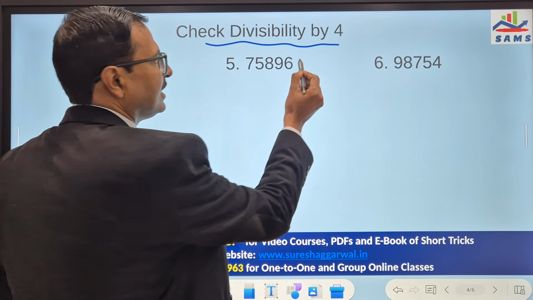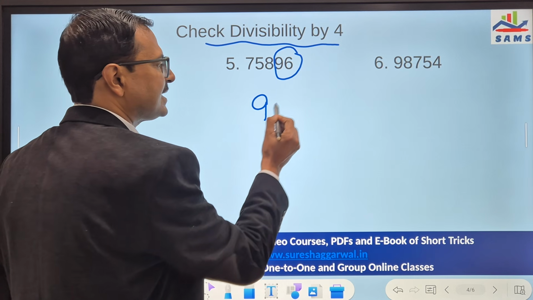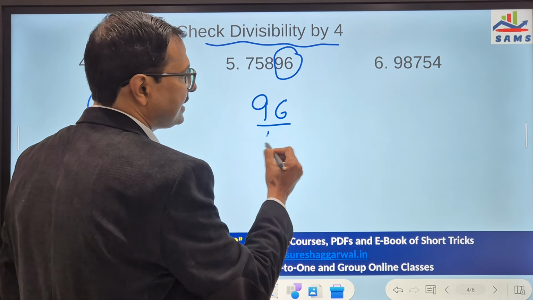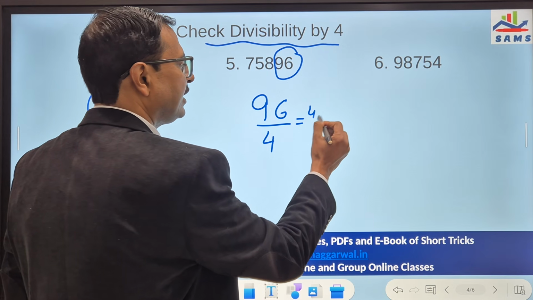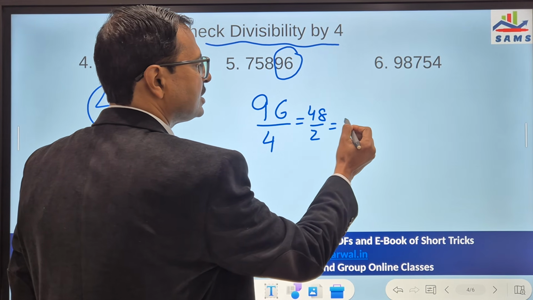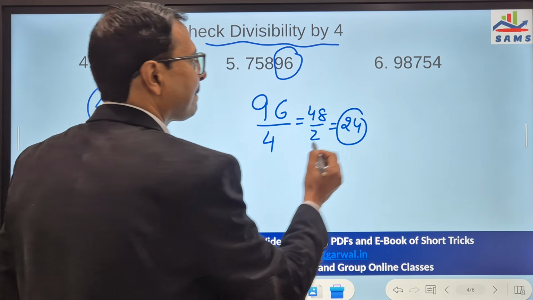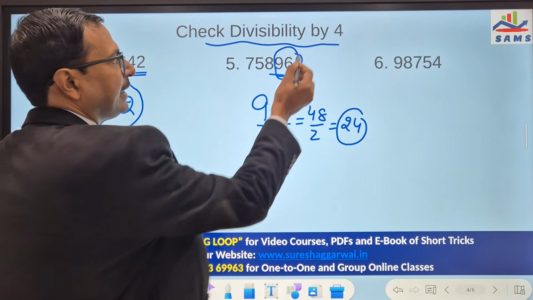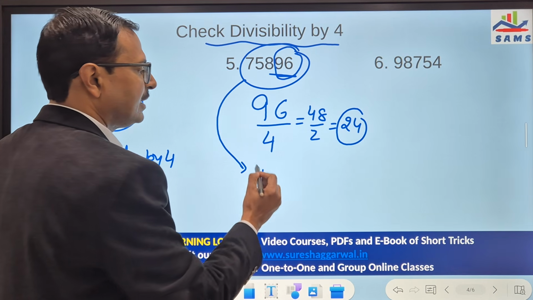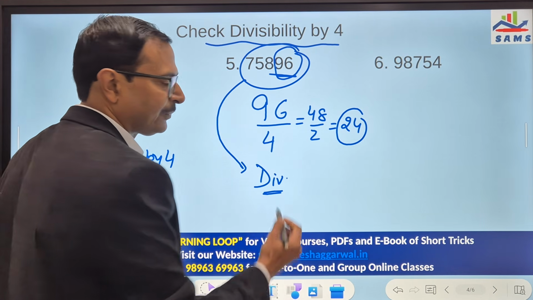Whereas in this case, you have the last 2 digits as 96, and if you divide 96 by 4, you will get 48 by 2, or this is exactly 24. So 96 is divisible by 4, and therefore the entire number is divisible by 4.